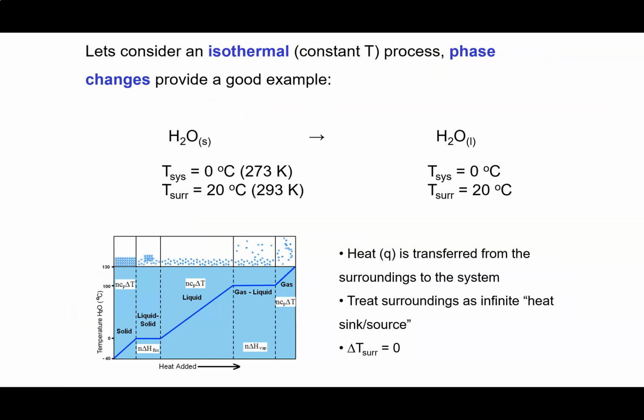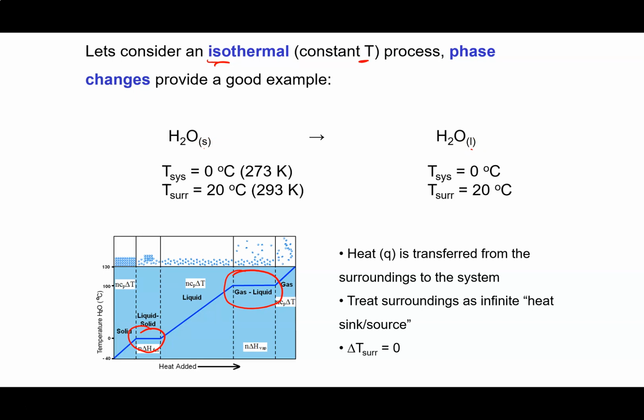So we're going to consider isothermal processes. These are processes that occur at constant temperature. And a good example of that is a phase change. Remember when we were studying heating and cooling curves that phase changes occur at constant temperature. So the phase change we're going to look at is the melting of ice. So we're going to go from solid ice to liquid water.